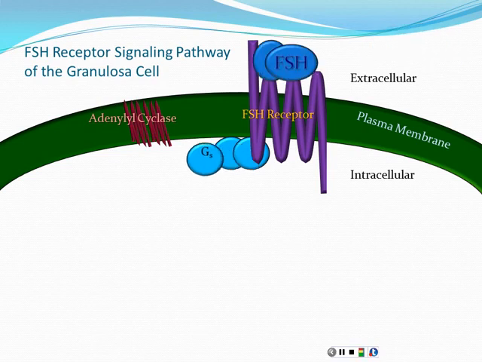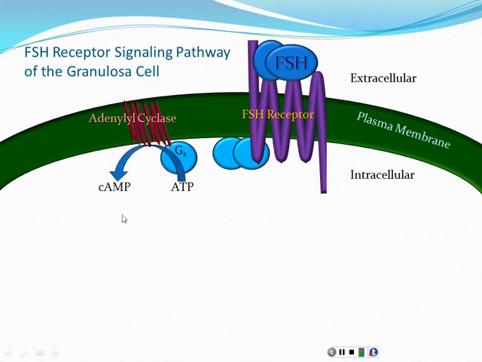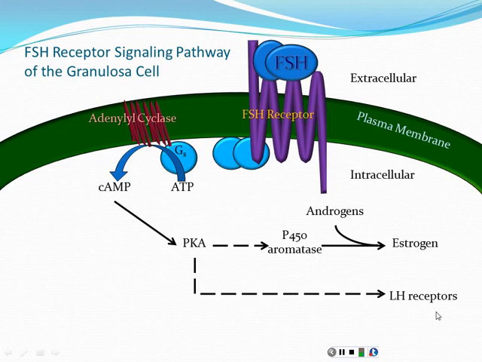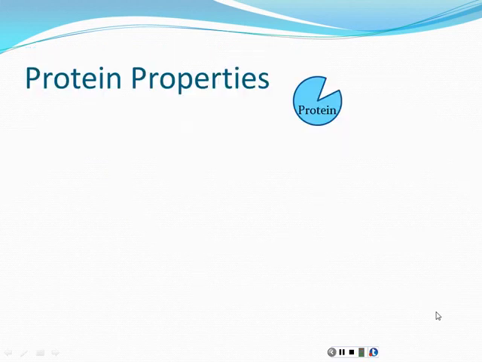That's going to activate the G protein, causing the activation of this adenylyl cyclase over here. That's going to convert ATP, which you do know, into cyclic AMP, which you don't know yet. And then cyclic AMP is going to activate this protein called protein kinase A. It's going to cause a series of events that will end up producing estrogen and also producing more receptors as well. Okay. Don't worry about that.